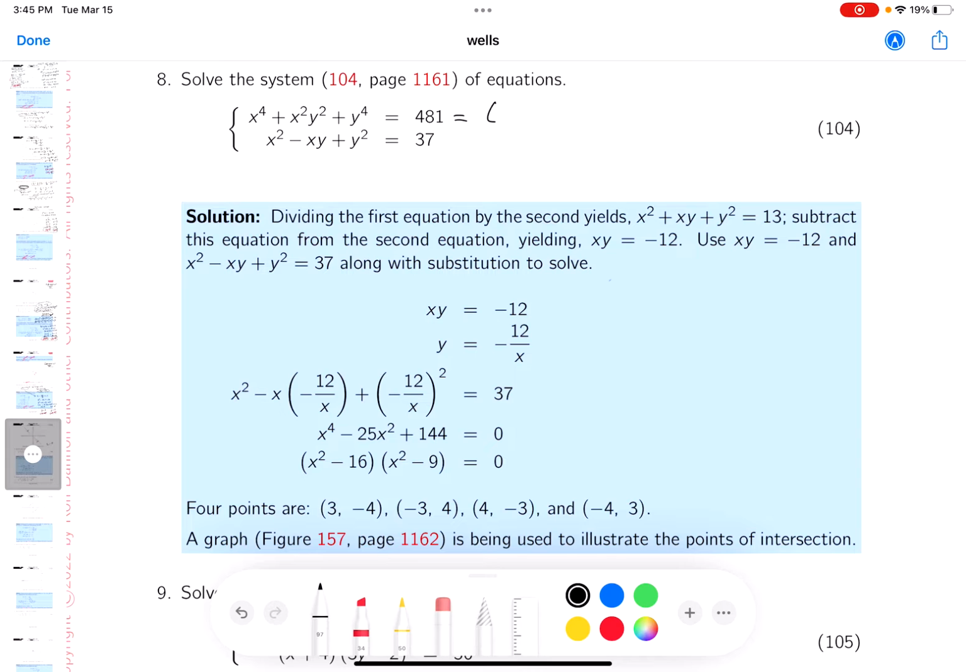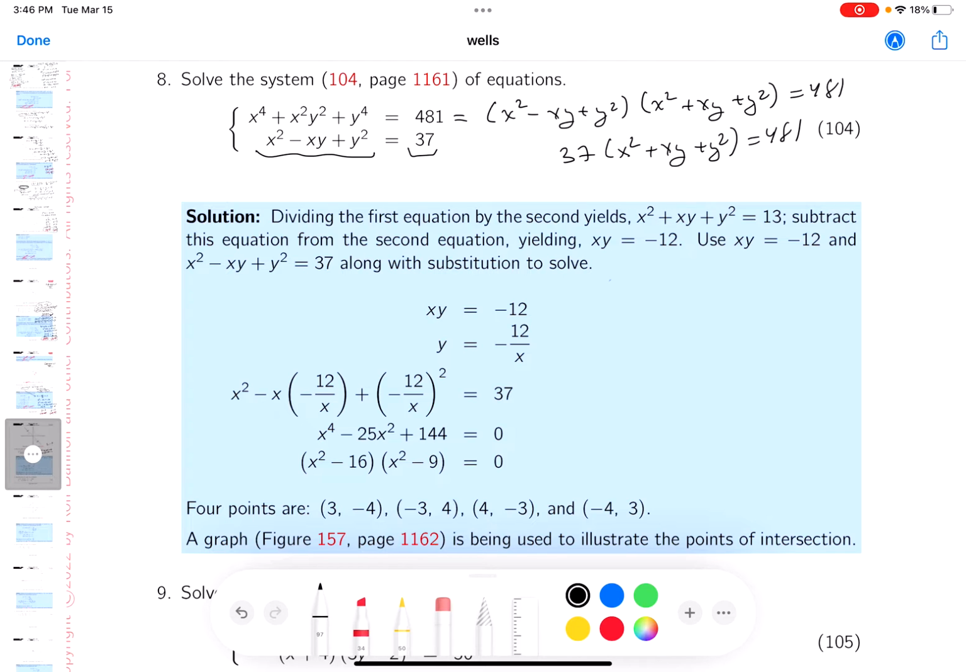The factorization on the top is (x squared minus xy plus y squared) times (x squared plus xy plus y squared). I think it might be easier to do that by long division, by the way. But that equals 481. The next thing I notice is that this thing over here is equal to 37. So what do I get? I get 37 times (x squared plus xy plus y squared) equals 481. All right? And we're on the eighth problem. They're getting more difficult. So what do I do now?